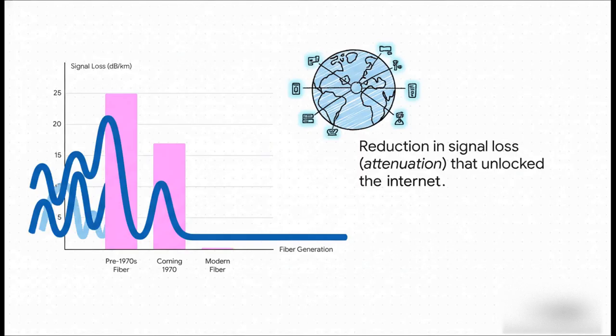And this chart shows you how right he was. Look at the signal loss, or attenuation, in those pre-1970s fibers. It was terrible. But after Kao laid down the challenge, researchers at a company called Corning got to work, and in 1970 they made a breakthrough. And then look at modern fiber. The improvement is just staggering. We're talking about a 100-fold drop in signal loss.